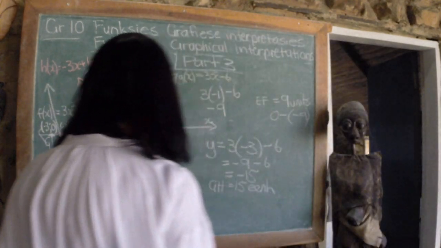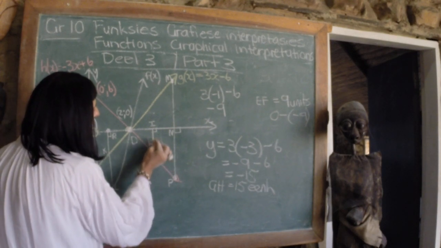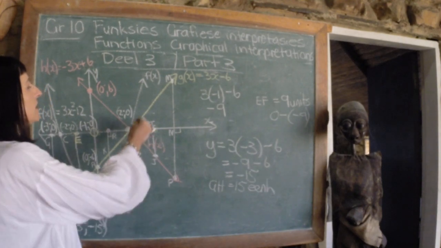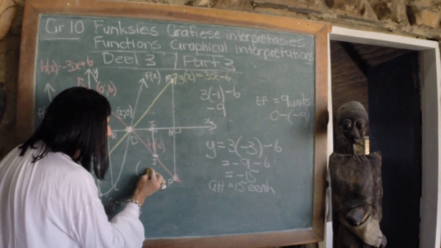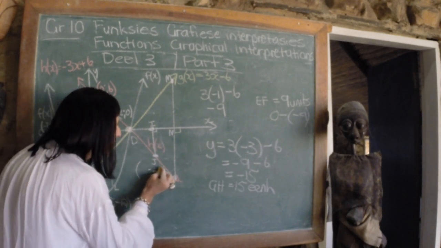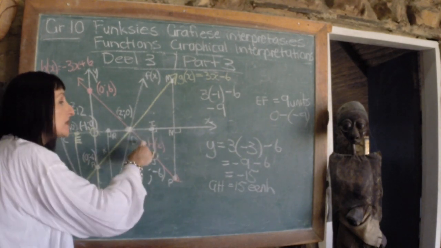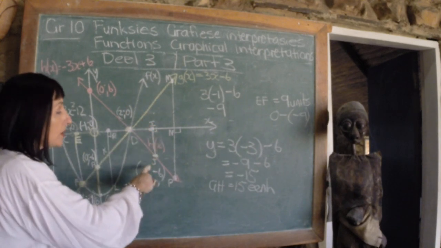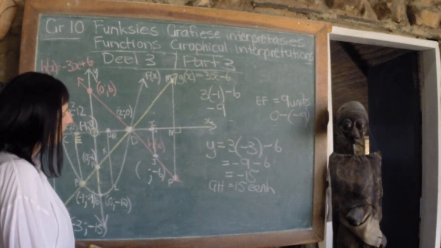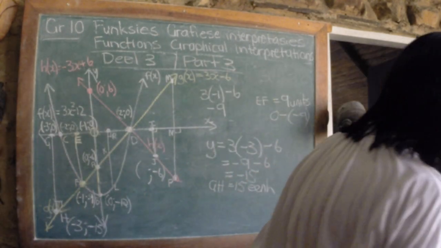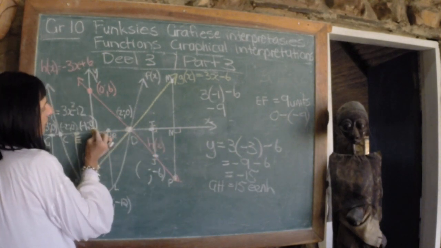IJ is 6. IJ in length equals 6. Maar J is onder die x-as, so hy moet negatief wees. So die y-waarde moet dan wees minus 6, because it's underneath the x-axis. It can't be positive. It's 6 units in length, yes, but the coordinate must be -6, want dit is aan die negatiewe kant van die y-as. Nou wil hulle weet, hoe lank is OI? They want us to determine the distance of OI.